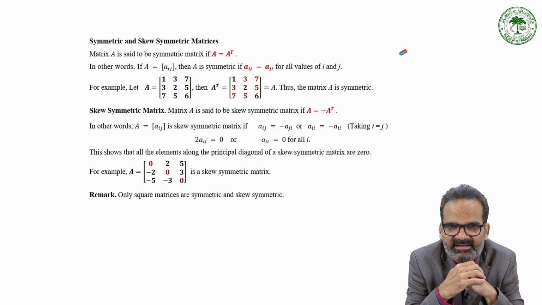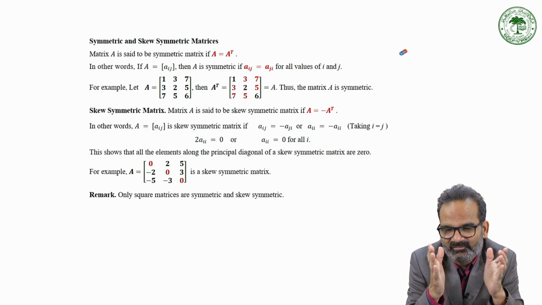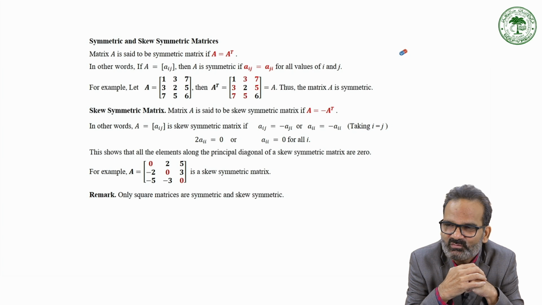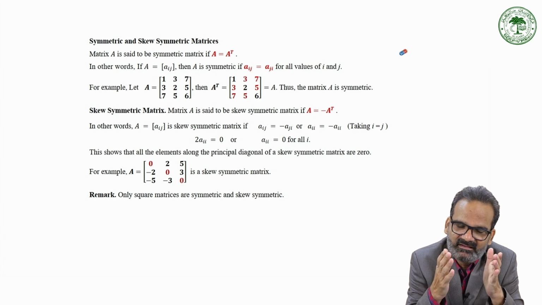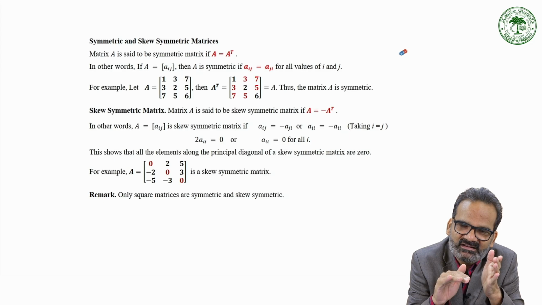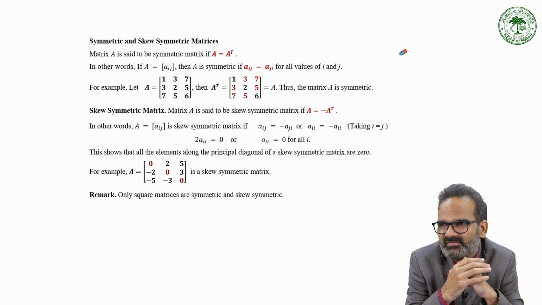The matrix A is said to be symmetric if A is equal to A transpose, right? A matrix is called symmetric if A is equal to A transpose, means a matrix is called symmetric if its transpose is equal to the matrix itself, right?